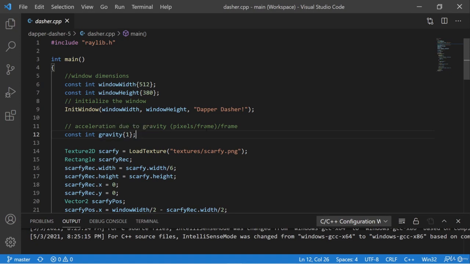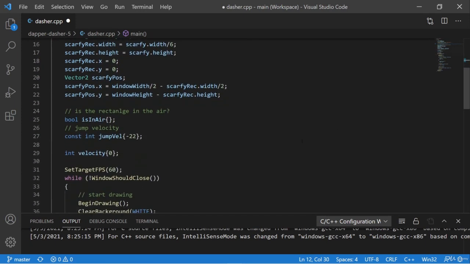Instead of 1 pixel per frame, let's give it a value of 1,000, and this will be pixels per second per second. This will be how many pixels per second we're going to increase the downward velocity per second. Remember, the apostrophe is ignored by the compiler. It's just used so we can separate those zeros and make this more readable to humans.